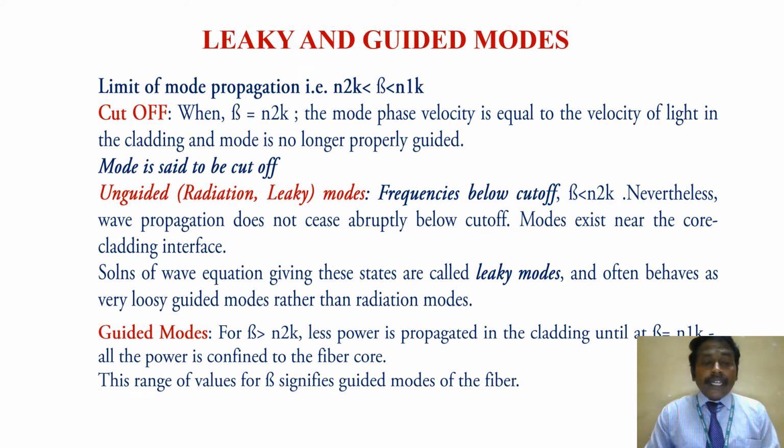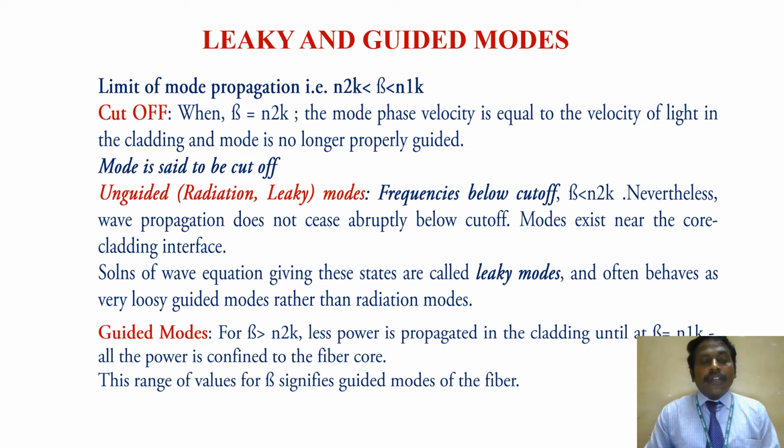The next one is unguided, or we can say leaky modes, or radiation modes. For frequencies below the cutoff, when beta is less than n2k, it is called a radiation mode. That means all the power flows in the cladding. So the wave propagation is abruptly lost below cutoff, so the mode exists near the core-cladding interface.